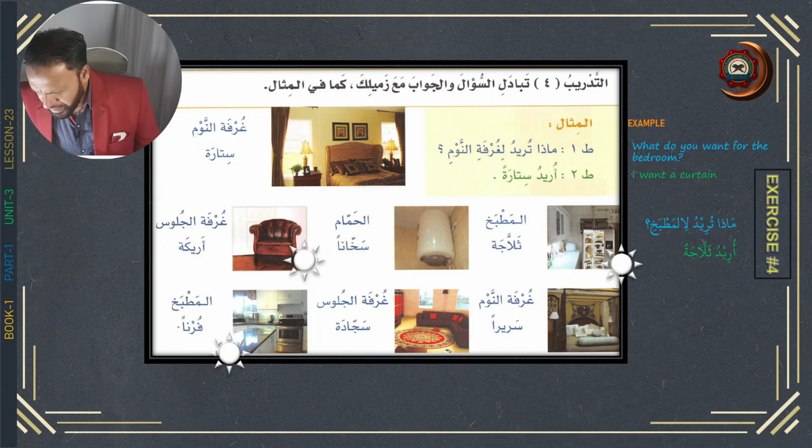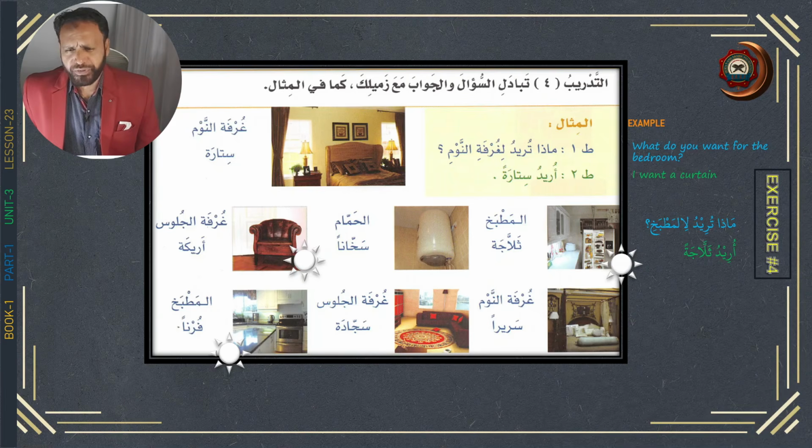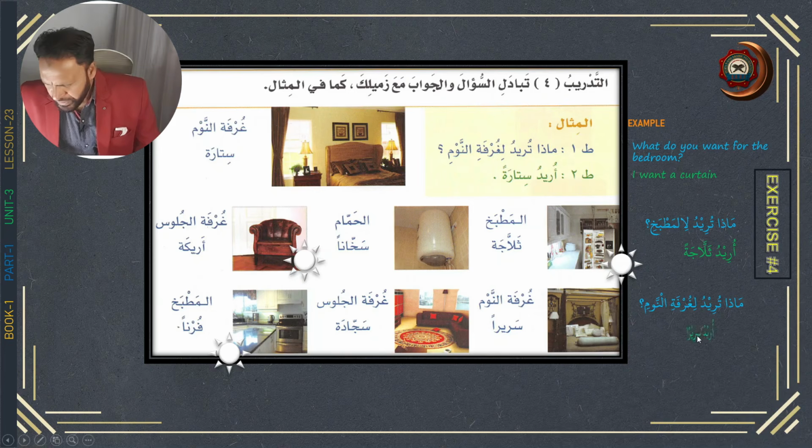Okay, next, Mustafa sir, go ahead. The bottom right. Maza turidu li ghurfatil naum. Uridu sariran. Yes, uridu sariran. What would you like to have for the bedroom? I would like to have a bed. Sarir is a bed.